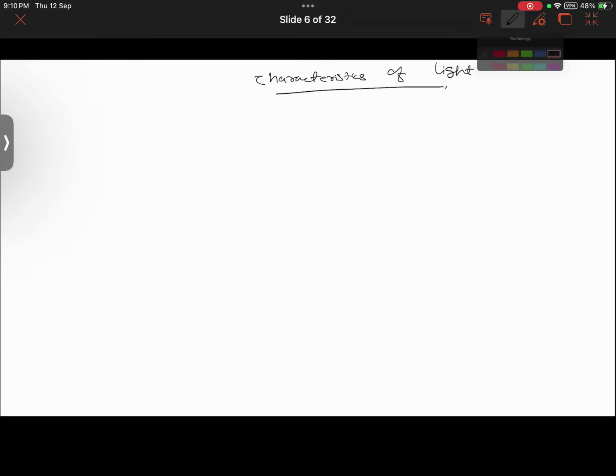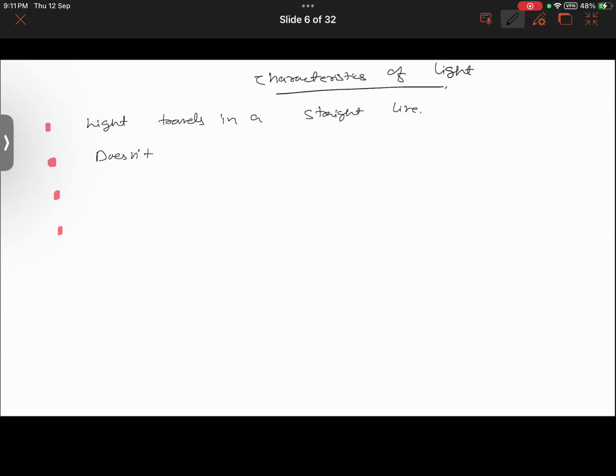The first thing is that light does not require a medium to travel. Further, we have learned it travels in a straight line. It can be reflected. Also, we'll be learning about the speed of light. The first thing is that light travels in a straight line. And that light does not need a medium.